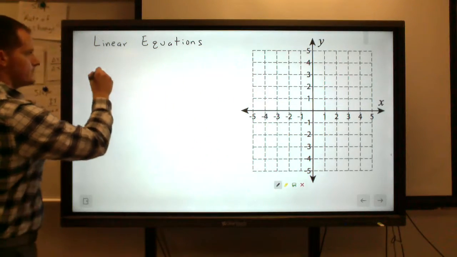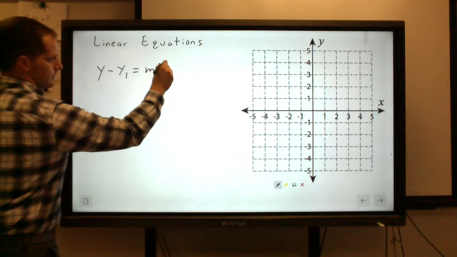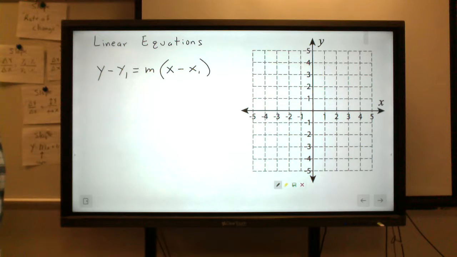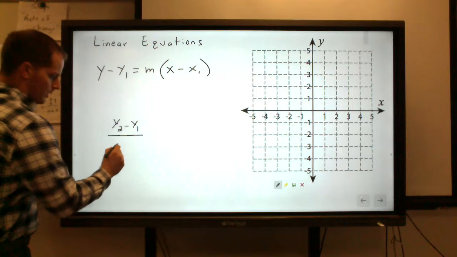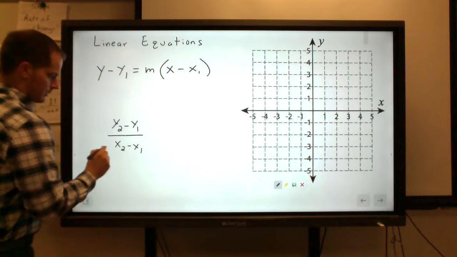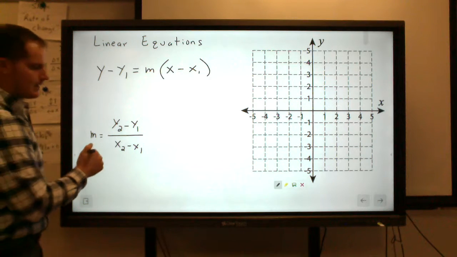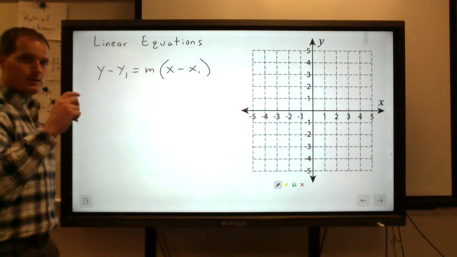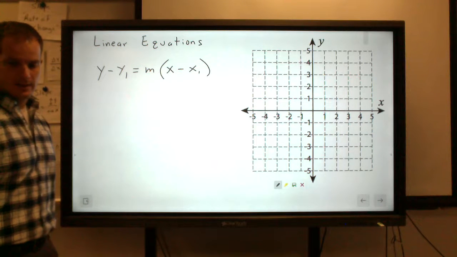Point slope is the form y minus y1 equal to m times x minus x1. And as I said before, this one is derived from the actual slope formula, which is y2 minus y1 over x2 minus x1, where m is your slope. And you can rearrange the equation to get that. But ultimately, if you're given an equation in this form, they're giving you a particular point along with the slope to hopefully help you find other points on the line.